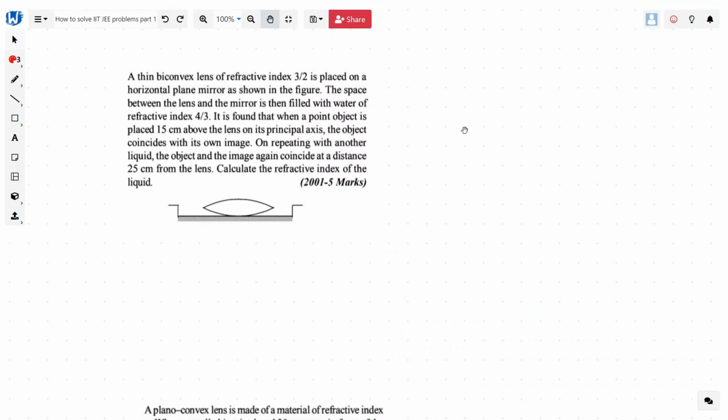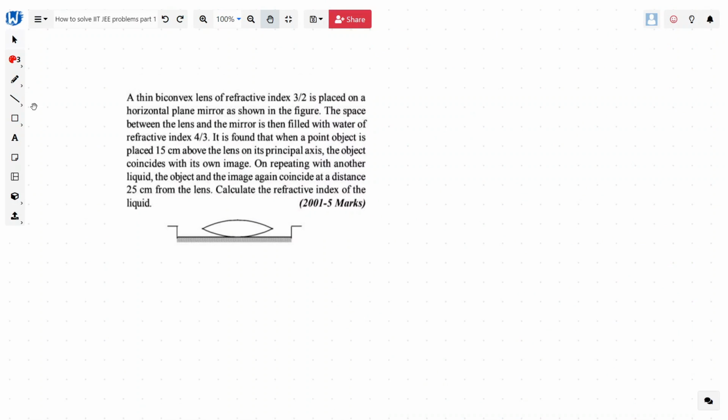Now here is the next one. A thin biconvex lens of refractive index 3/2 is placed on a horizontal plane mirror as shown in the figure. So it has a refractive index 3/2. The space between the lens and the mirror is then filled with water, with refractive index 4/3. It is found that when a point object is placed 15 centimeter above the lens on its principal axis, the object coincides with its own image.